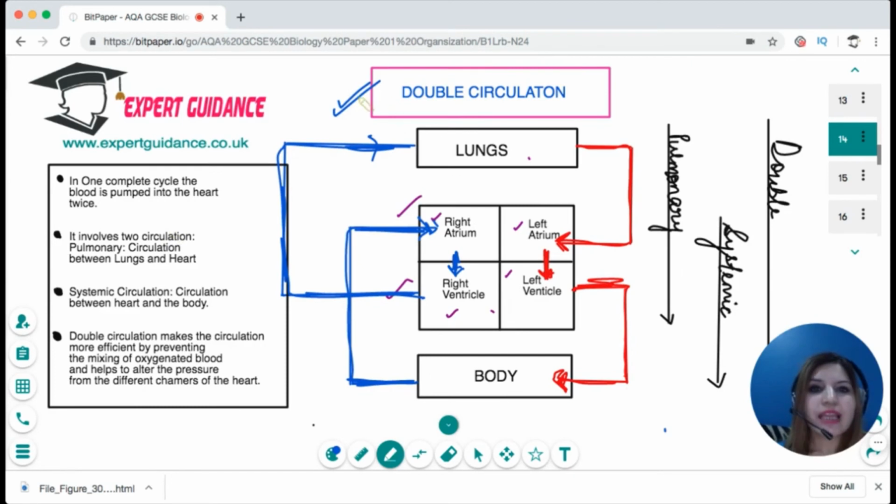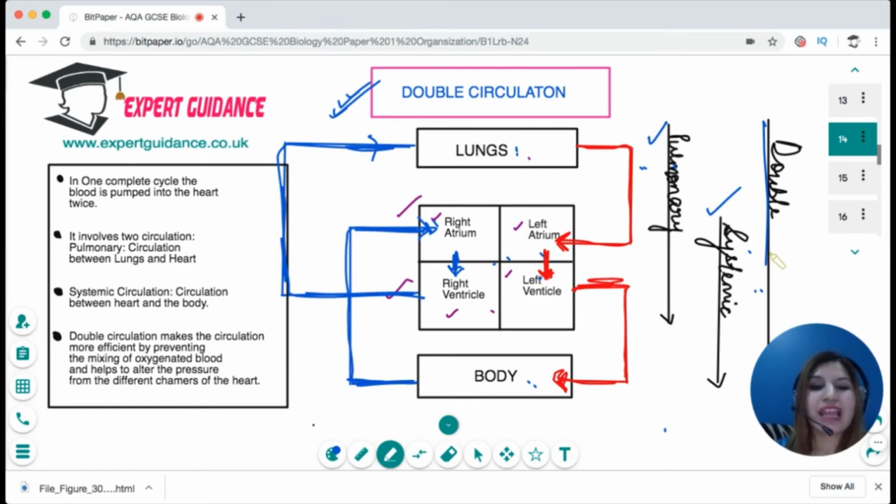Okay, now if you see the circulation, it consists of 2 circuits. One, lung to the heart and heart to the lung, and that is known as pulmonary circulation. And heart to the body and body to the heart, that is known as systemic circulation. And both of these circulations together make a double circulation. So that is one of the definitions of double circulation, that it consists of 2 circuits, a pulmonary and the systemic.